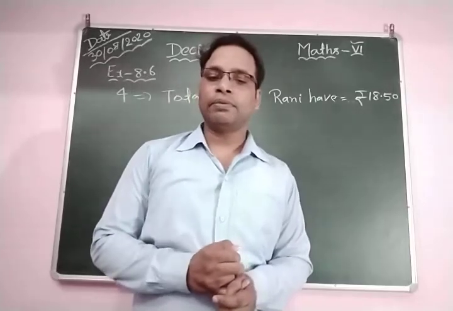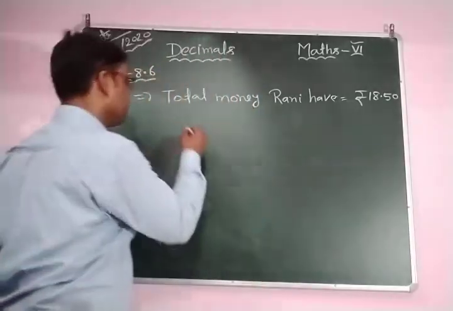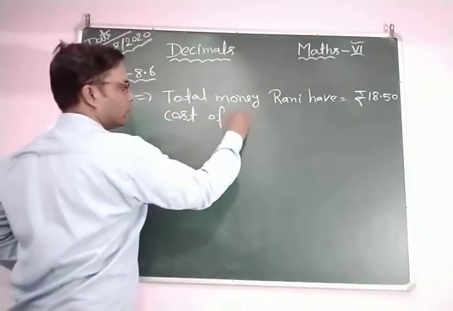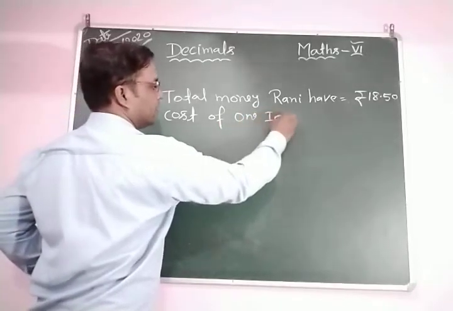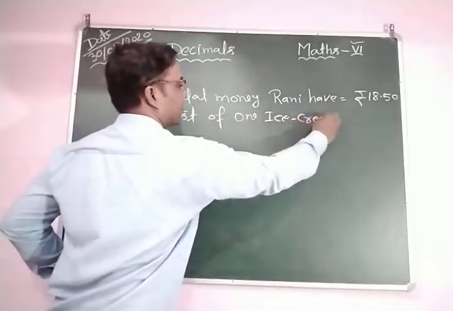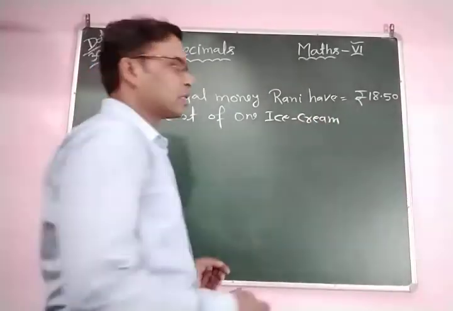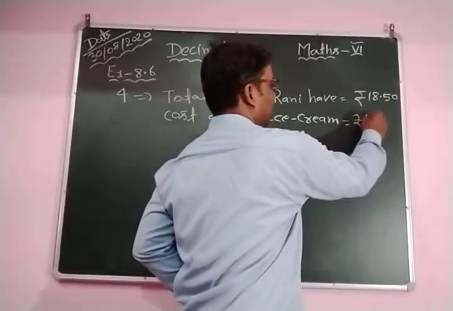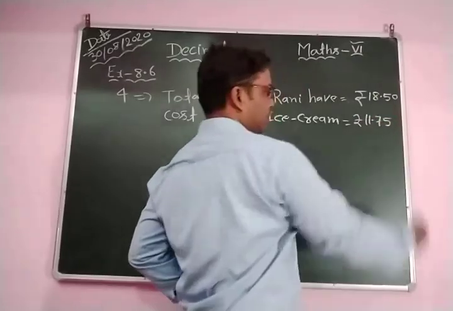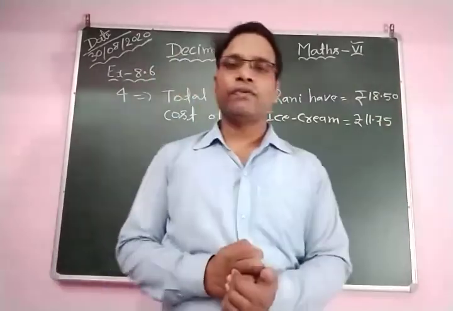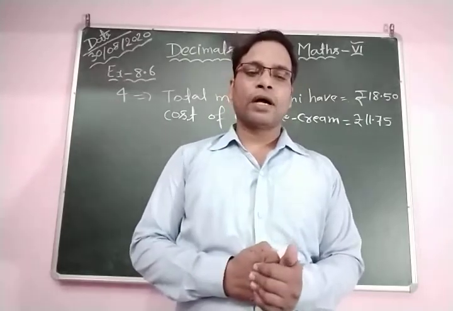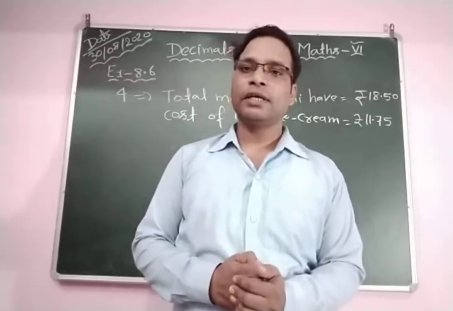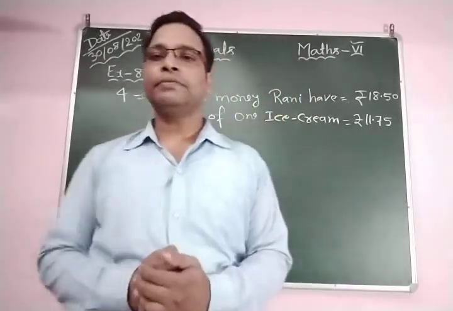So you write here cost of one ice cream. Cost of one ice cream is also given, 11.75 rupees. This is equal to 11.75 rupees. Now we need to find how much money does she have now. It means that amount left with her, or you can say amount left with Rani.